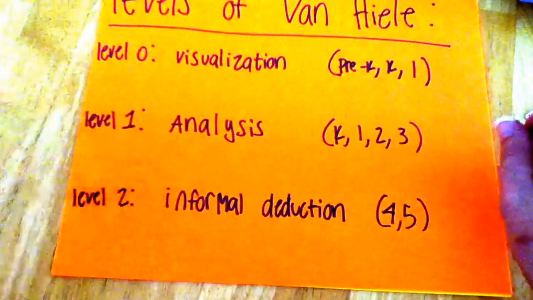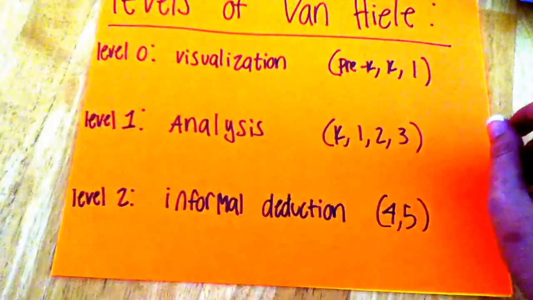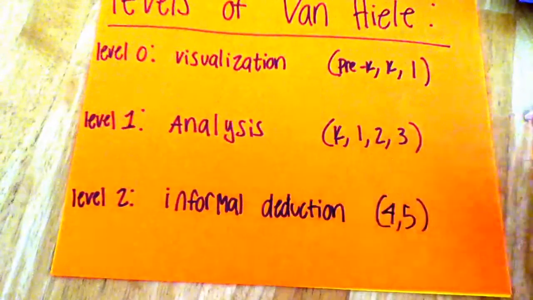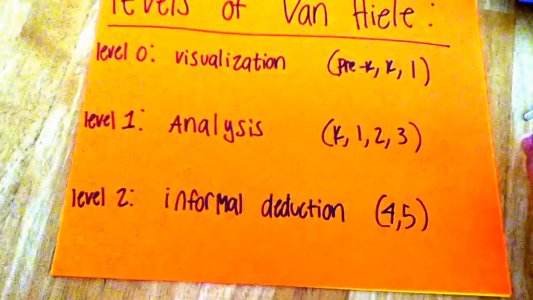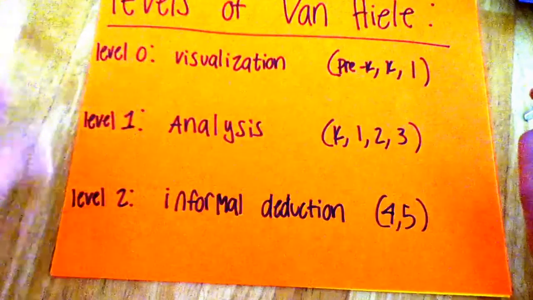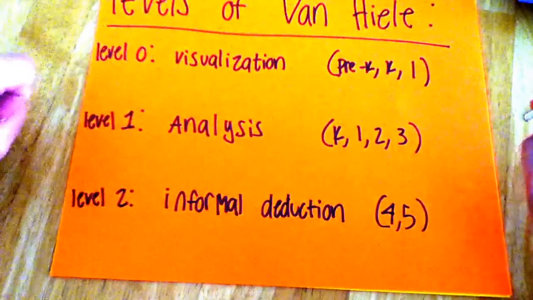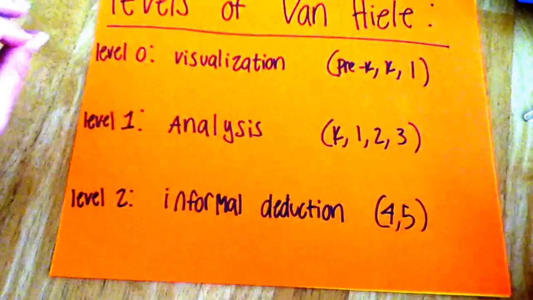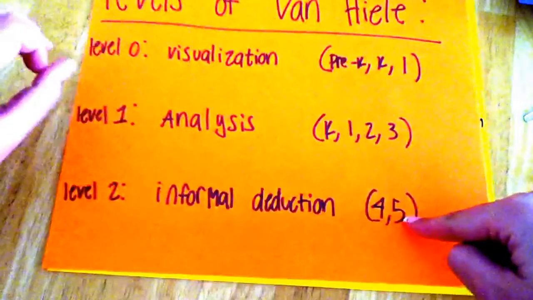Level 1 is analysis, and we can see this in students in kinder, first, second, or third grade. And the final stage that we usually see in elementary school is level 2, which is informal deduction. And we usually see this in the upper grades, such as 4 and 5.